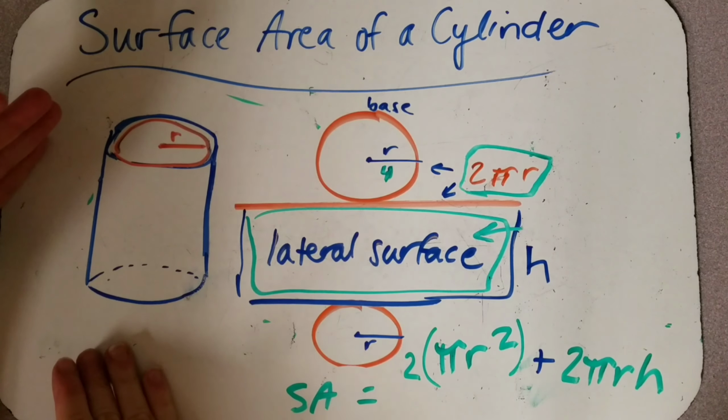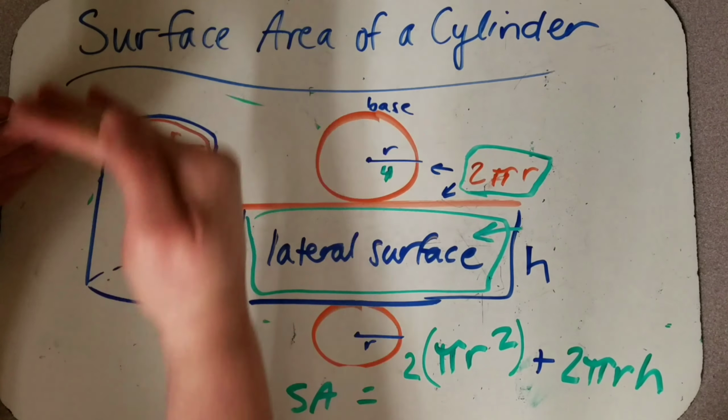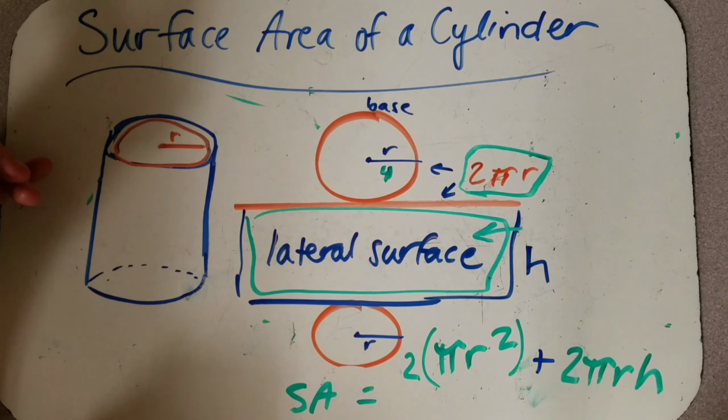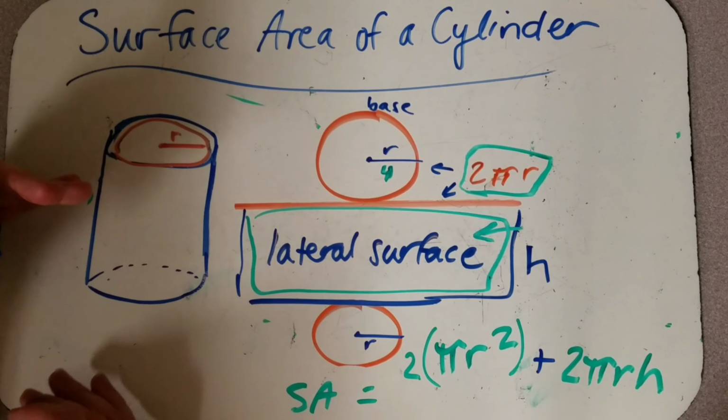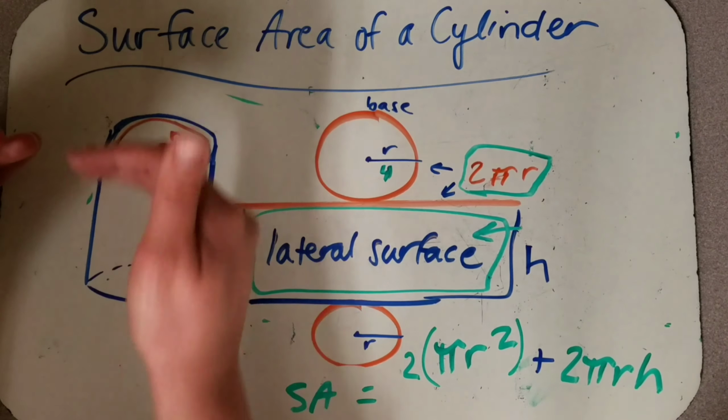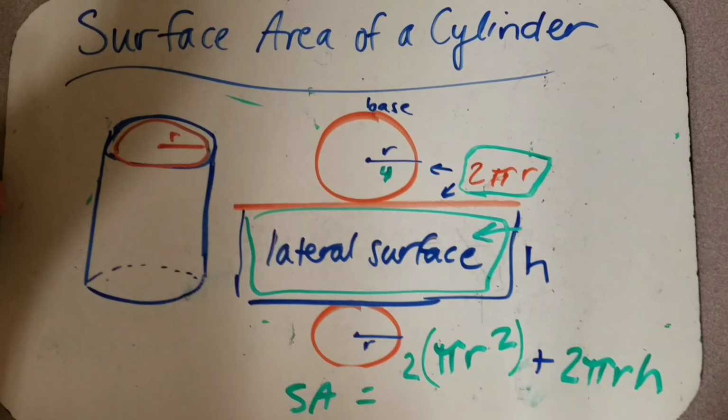So when we look at a cylinder, it's got two bases, right? Top and bottom. And sometimes, like when you open a can, then you take off the top base. But normally, when we're looking at shapes, we want to think of it as having a top base and a bottom base in a cylinder, okay?